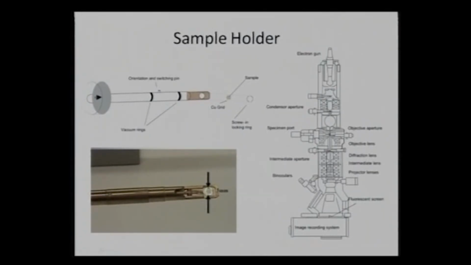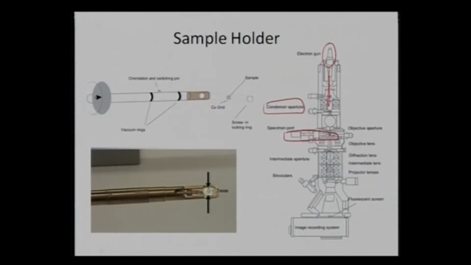And this is how the overall construct of a TEM looks like. I have my electron gun to supply me electrons. Then I have a set of condenser apertures and condenser lenses, which basically focus or control the beam. I can get either a parallel or a convergent beam. Then here is my specimen port, where I keep my specimen.